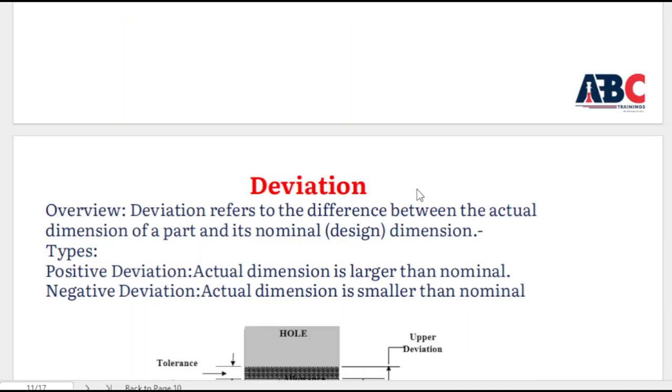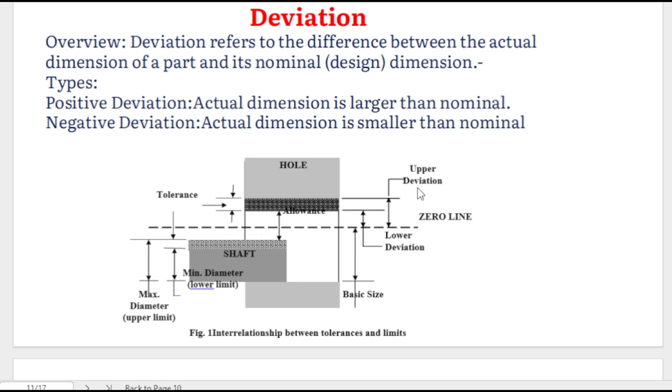Next topic in our first session is deviations. Deviation refers to the difference between the actual dimension of a part and its nominal design dimension. In deviations we use two types. First type is positive deviation and second type is negative deviation. In positive deviation, the actual dimension is larger than the nominal dimension, and in negative deviation, the actual dimension is smaller than the nominal dimension.